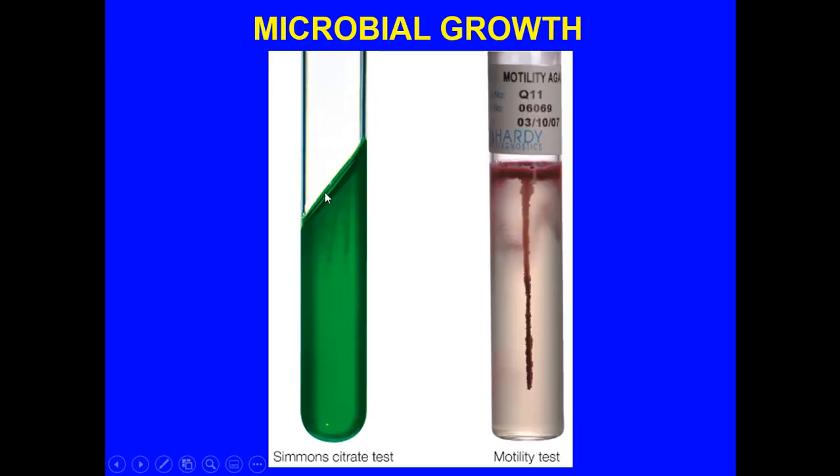Here was an example that we saw, the Simmons citrate test, and here's the motility test. So this would be a slant. This would be a deep. They took the needle with the organisms that were on that needle and you stab it down deep. Okay?